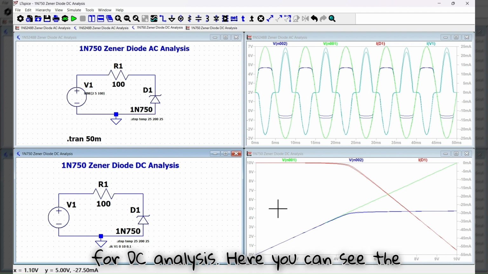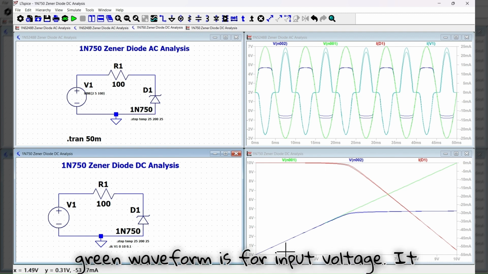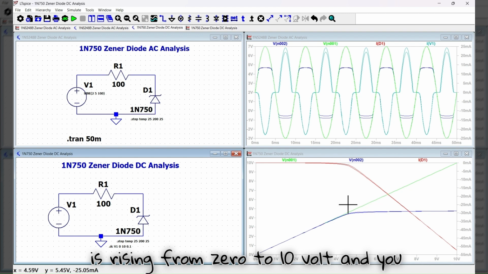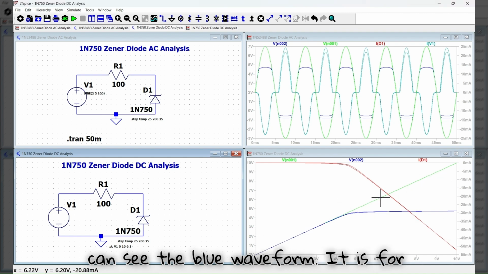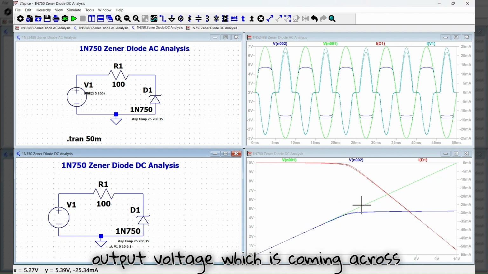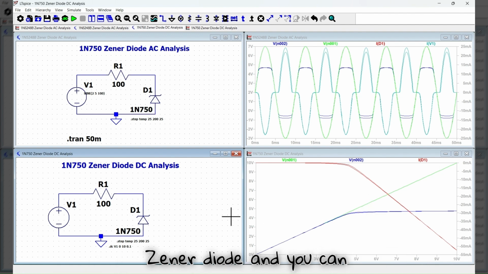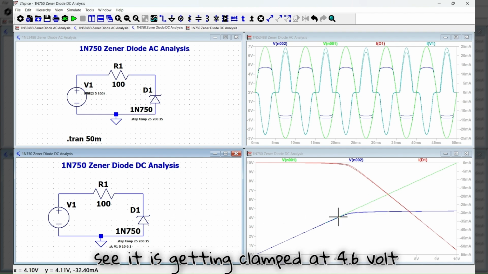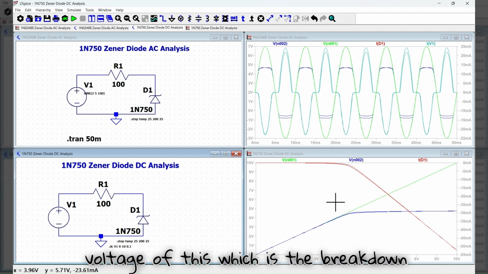So I will explain. This is for DC analysis. Here you can see the green waveform is for input voltage. It is rising from 0 to 10 volt, and you can see the blue waveform. It is for output voltage, which is coming across the Zener diode, and you can see it is getting clamped at around 4.6 volt, which is the Zener breakdown voltage.